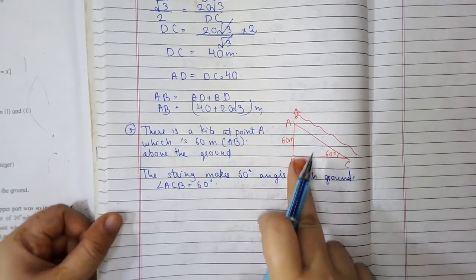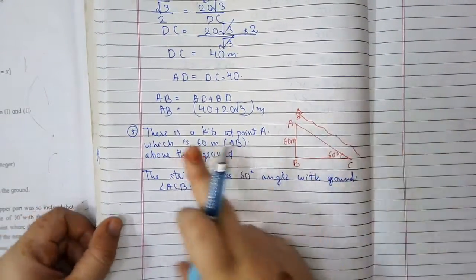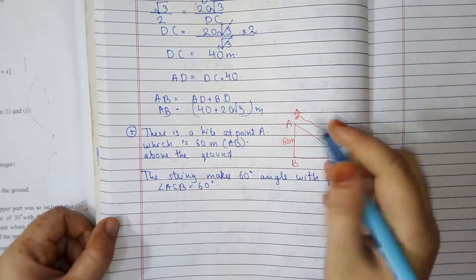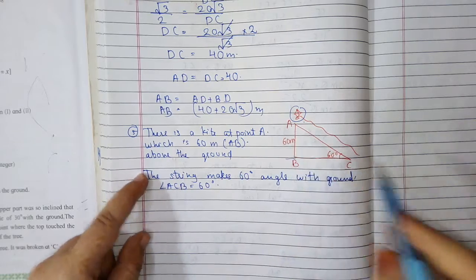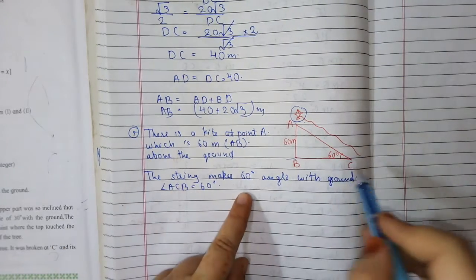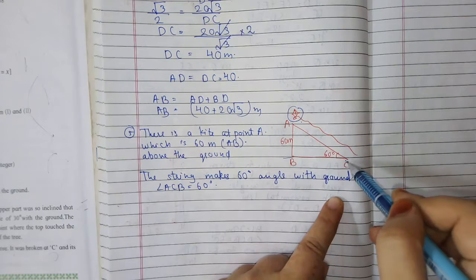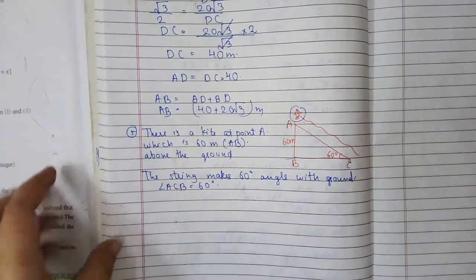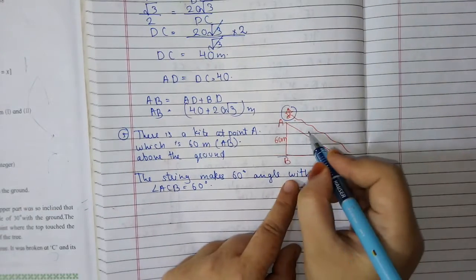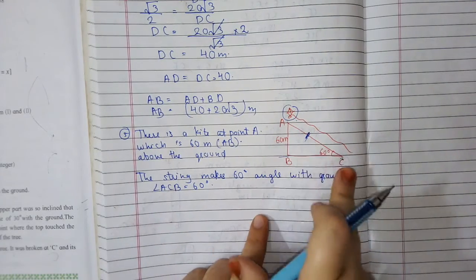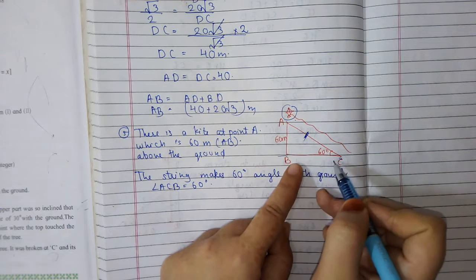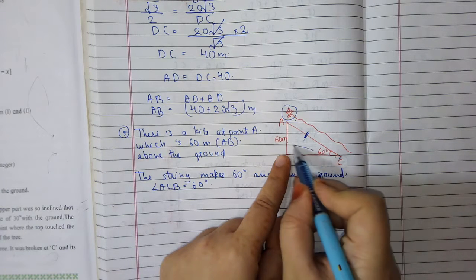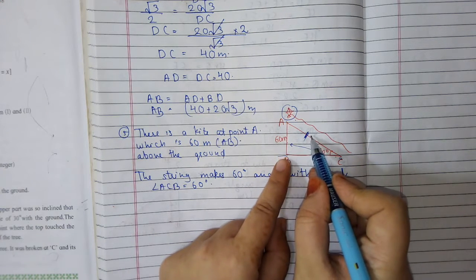Here I have made a diagram according to the question, that is ABC. There is a kite at point A which is 60 meter above the ground. The string makes an angle with the ground, that is the angle of elevation is 60 degrees, angle ACB is 60 degrees. Student, we have to calculate this AC distance. Here the side opposite to the angle is given, and the hypotenuse we have to calculate.